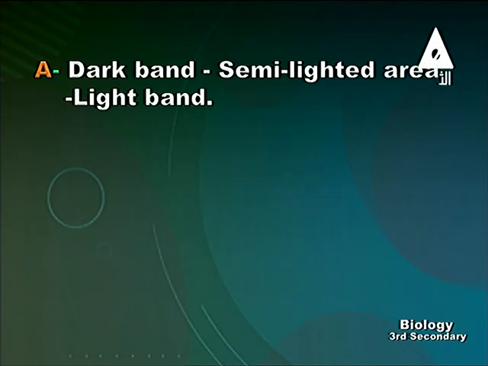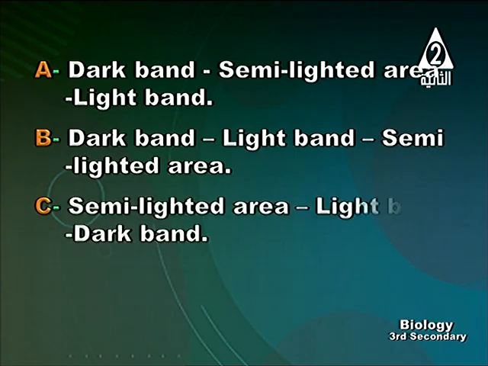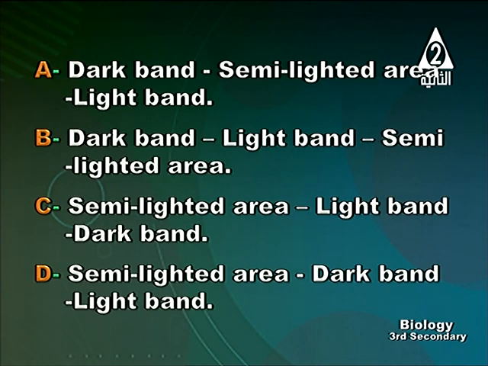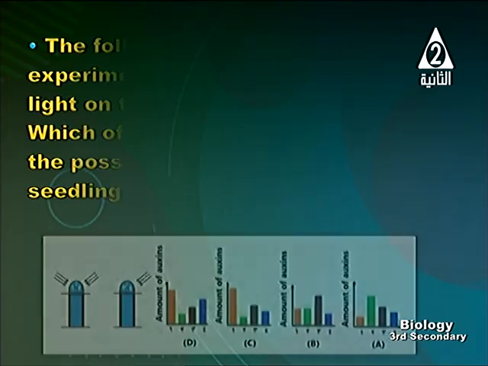So we have the choices from number 1 to number 3 respectively: dark band, semi-lighted area, light band; and the other options. Of course, the answer will be H, I, and A. So the answer will be semi-lighted area, light band, and dark band. Let's move to another question.